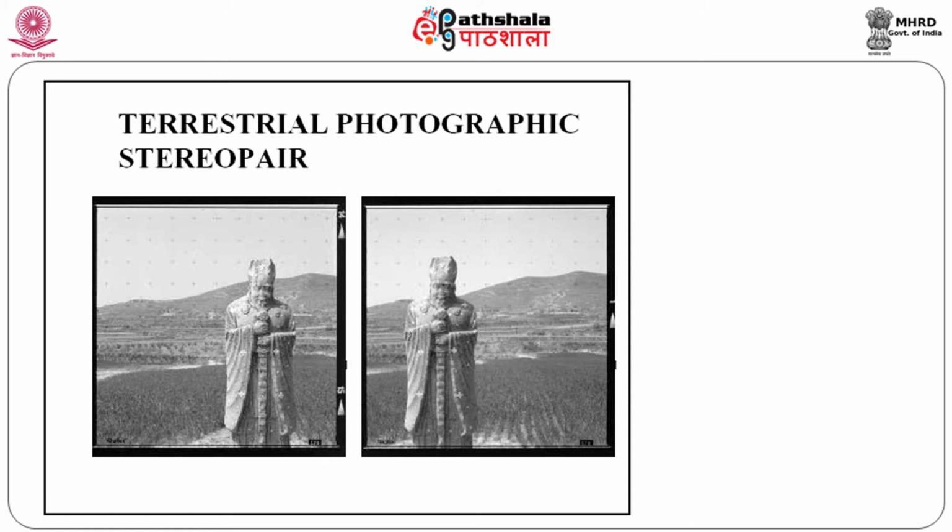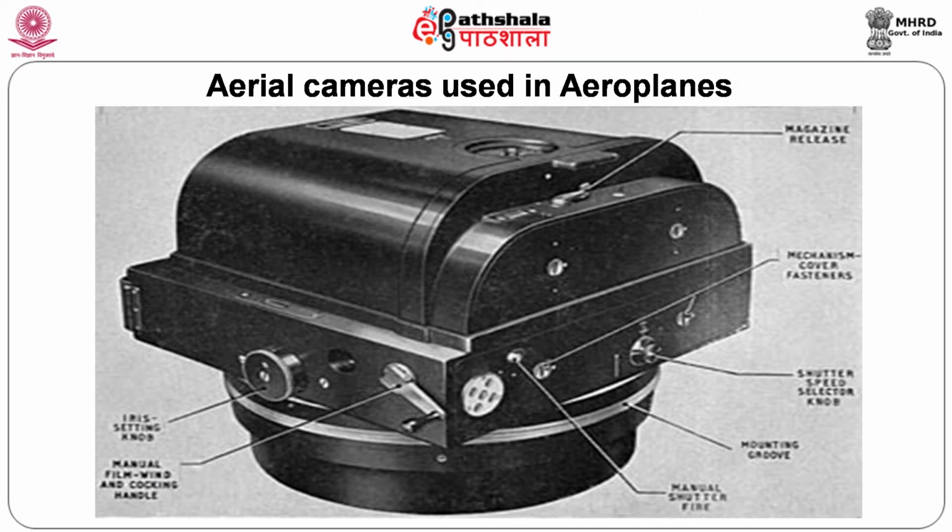If you have money and the application requires it, they take 100% overlap also. This is what is called a stereo pair, where you can also look in the third dimension. That is the advantage of a stereo pair. Aeroplanes, I told you, use aerial cameras, very advanced cameras, and they are all very expensive in nature. This is the aerial camera used in aeroplanes.